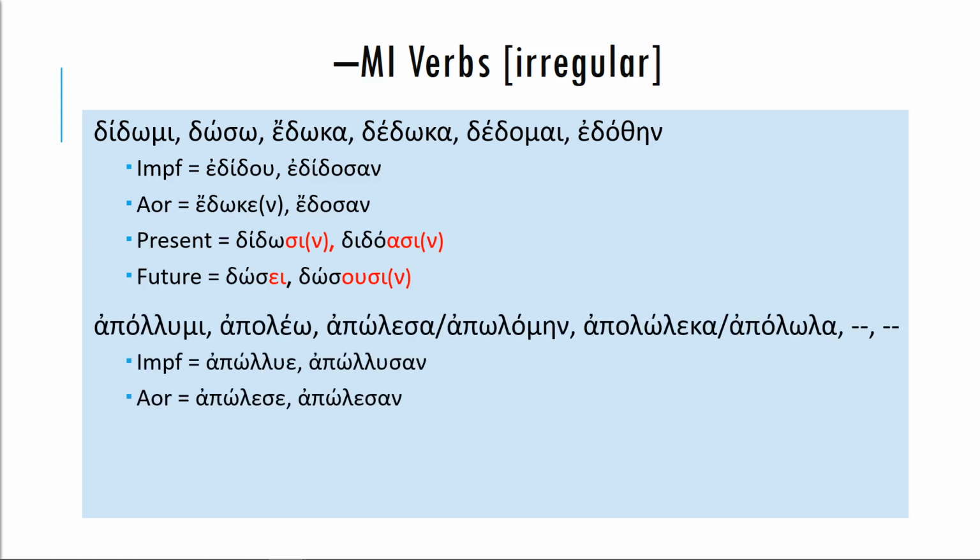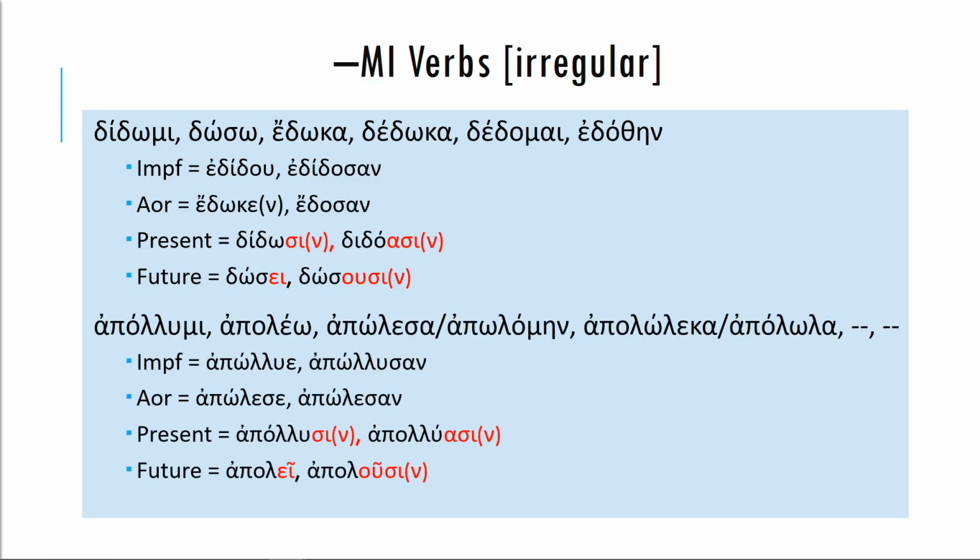Apollumi, same thing. So you're going to see the present tense and the future tense pretty easy to identify. We've already seen the aorist and the imperfect, and the others are just not going to show up that often. You just need to know how to translate them, and now you know roughly how they're formed, although it's not something I'm going to worry about obsessing on.